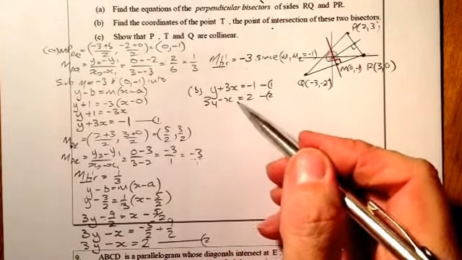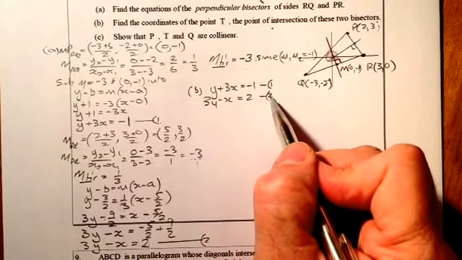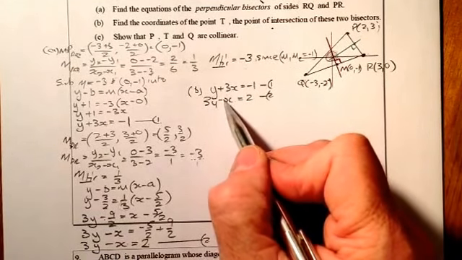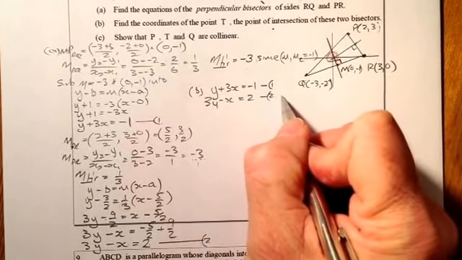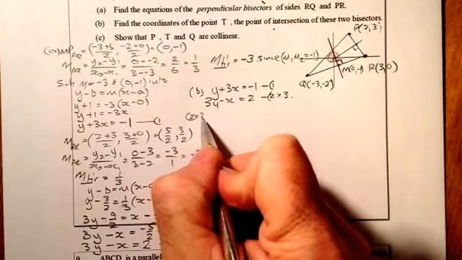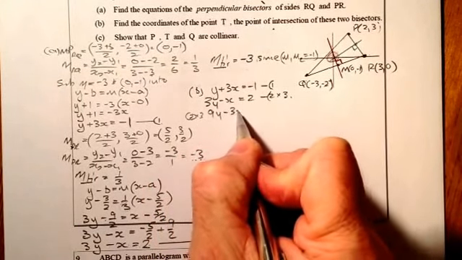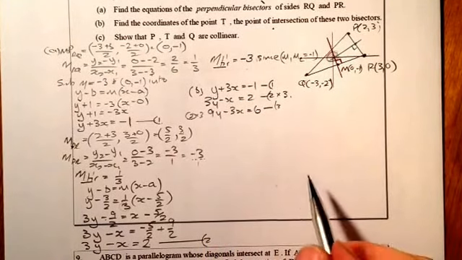Right, to solve this system of equations, what I'm going to do is multiply equation 2 by 3, and then I'll get a positive 3x there and a minus 3x there, and I'll be able to eliminate one. So I'm going to multiply that by 3. So equation 2 times 3, that'll give me 9y minus 3x is equal to 6. That's now my equation 3.